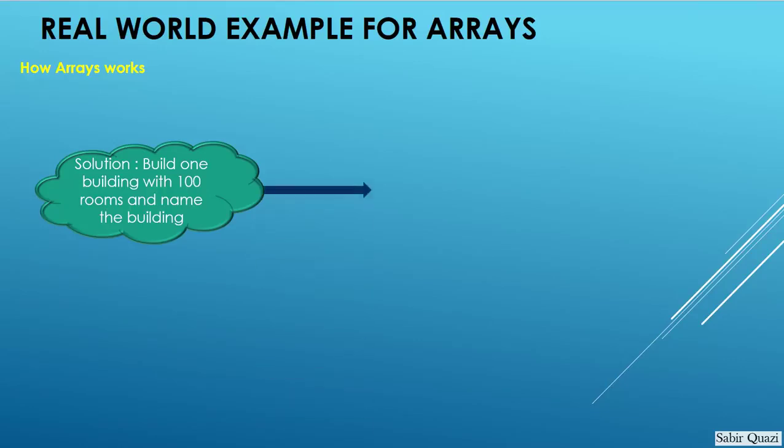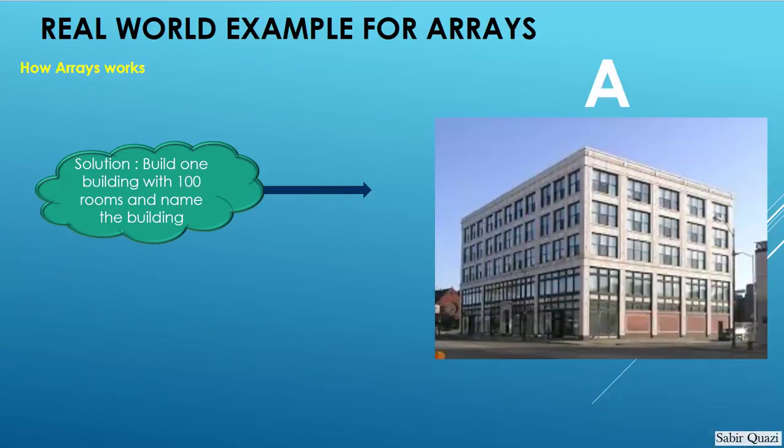Similarly, we define an array in Java. Let's say this man builds a building and names it A, and decides that only men will stay in this building. So this building we can consider as an array in our programming language, and man will be the data type of this whole array. Similarly, we define an array in Java with a single name A.